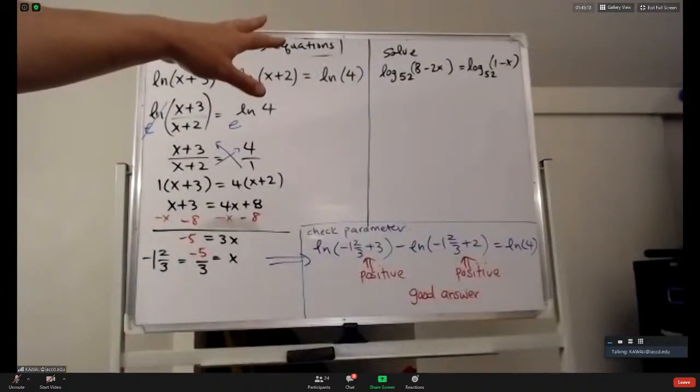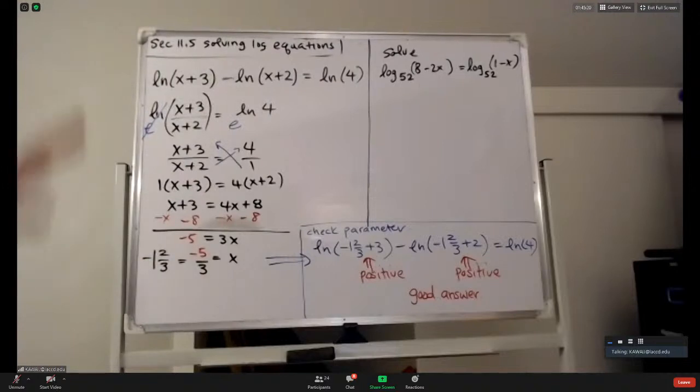So there's nothing to combine. All you have to do is just do base and base. The fact that it's 52 shouldn't freak you out because they're just going to cancel out.